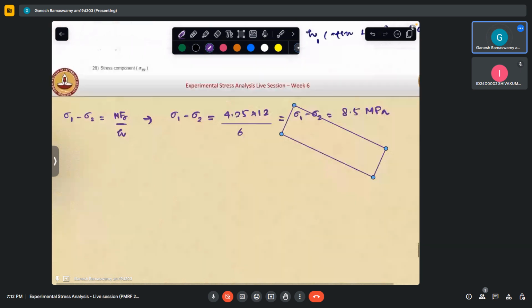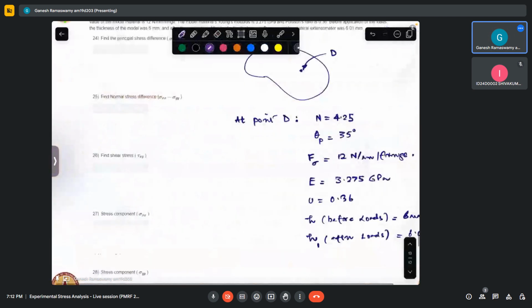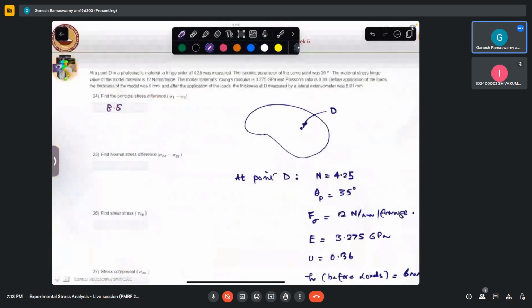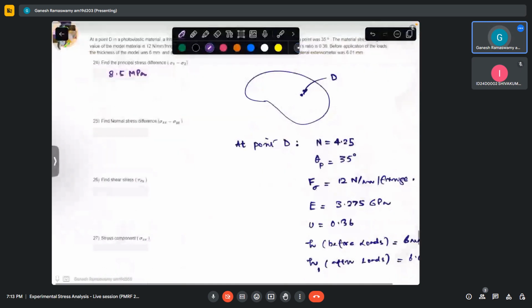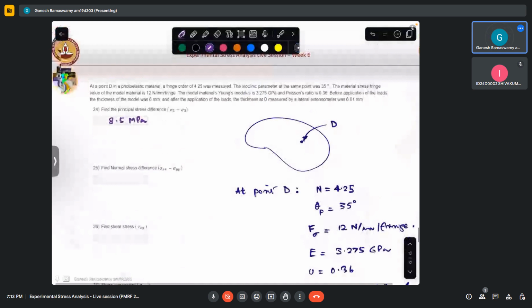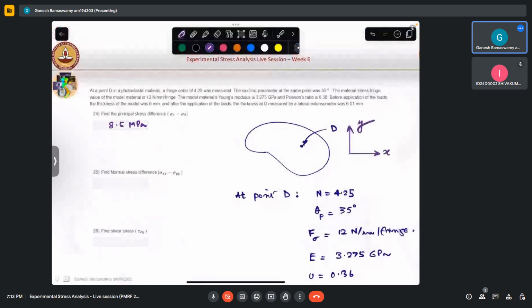Which has come out to be 8.5 MPa. Okay, so this is 8.5 MPa. Find the normal stress difference sigma xx minus sigma yy, considering that this is in the xy plane. So that is implied actually. This is in the xy plane and out of plane is z, the right hand rule. So sigma x minus sigma y.